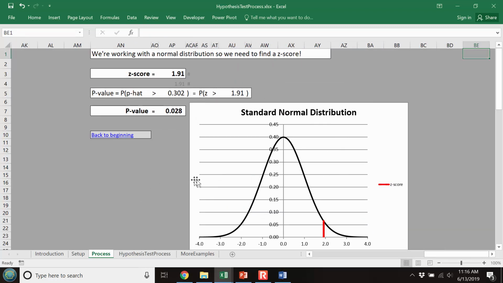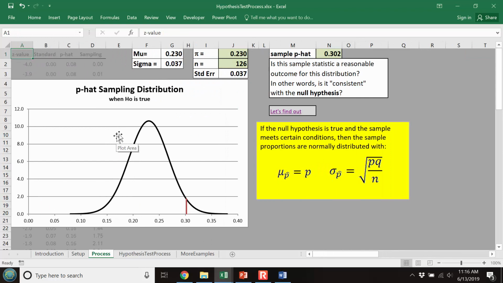Well, the sampling distribution is a normal distribution, so we're going to find a z-score. The z-score for our value is 0.302 minus the mean of the distribution divided by the standard deviation of the distribution. We can go back real quick and look at that. So it's this value, our p-hat, subtracted from pi and divided by the standard error, or the standard deviation of this distribution.